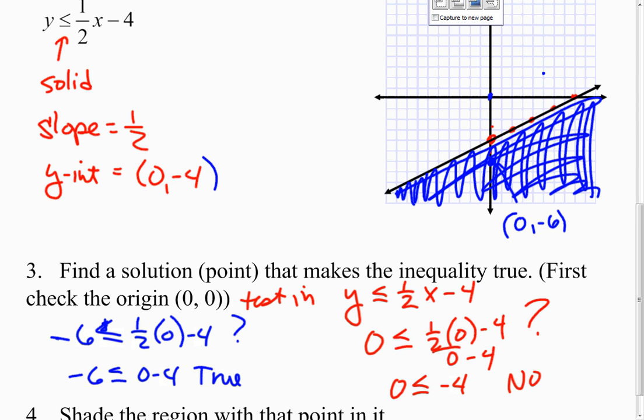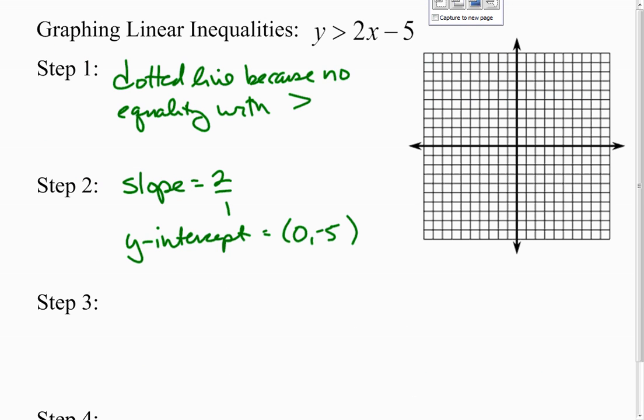So that's why any of these points over here work just fine. Now, what I did there a little bit fast, I got 0, 0. That didn't work, and that would mean that all the other points on the other side would work. Okay? So let's get back to this one. Sorry.